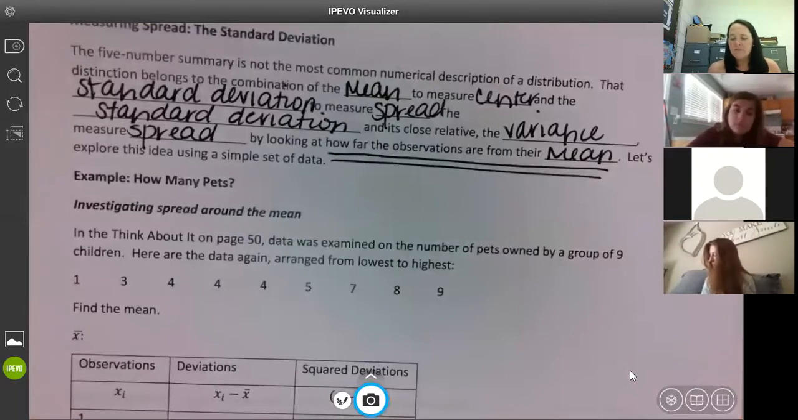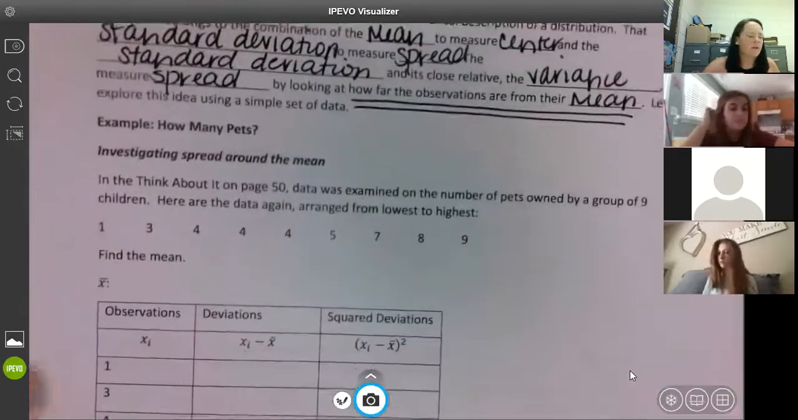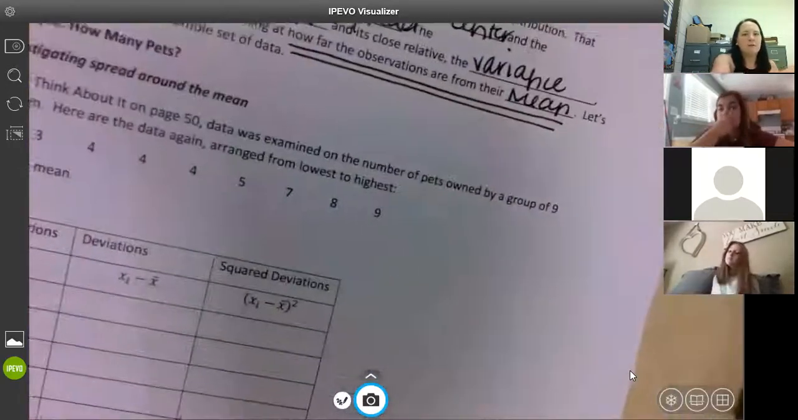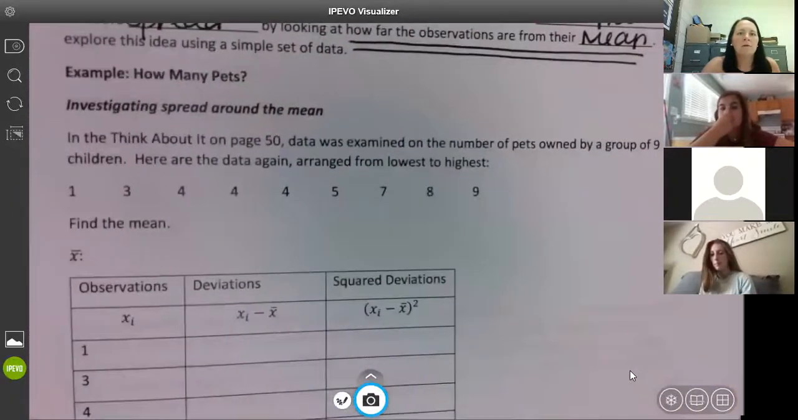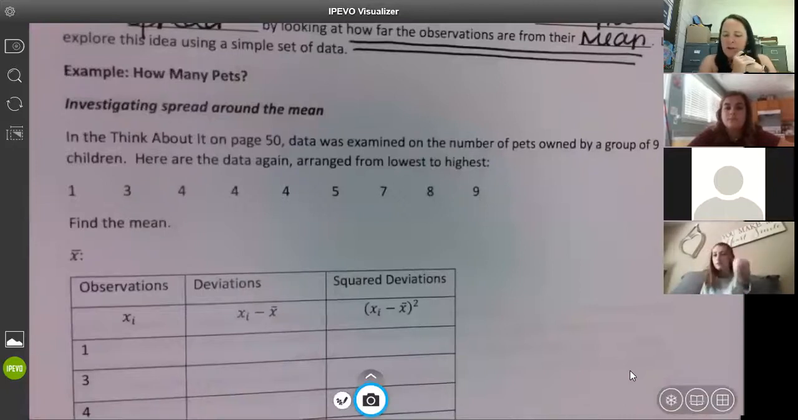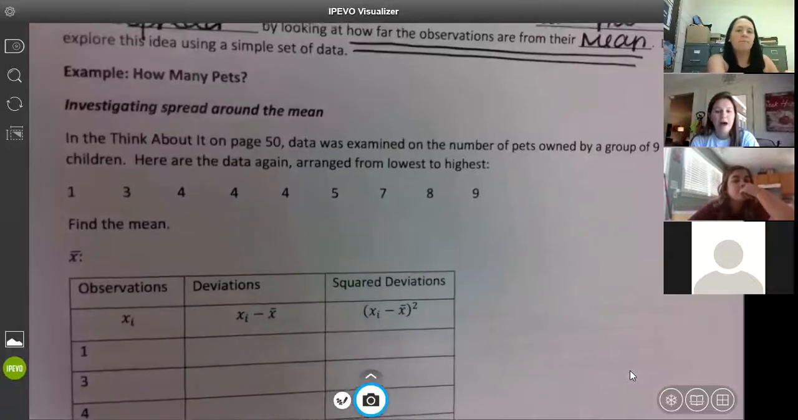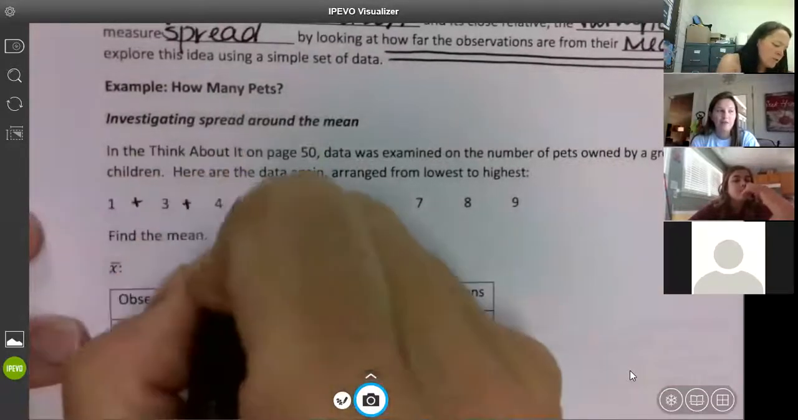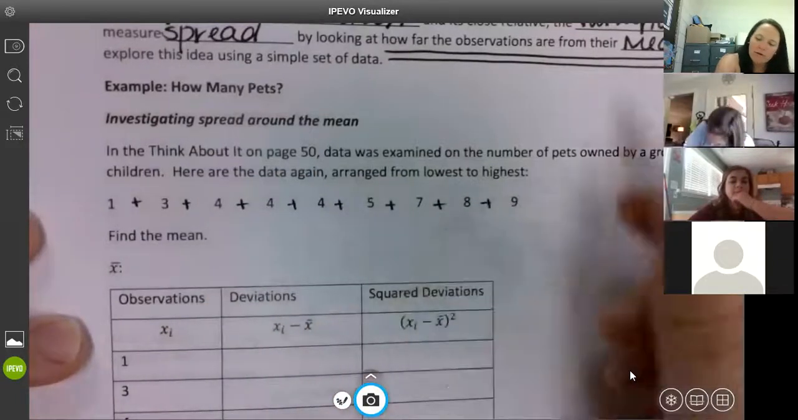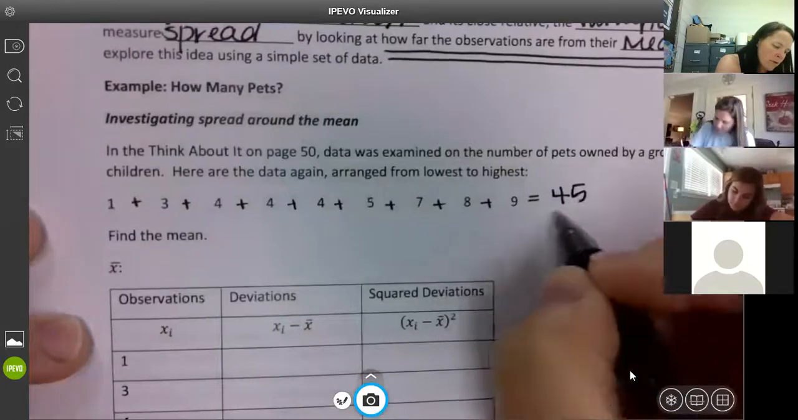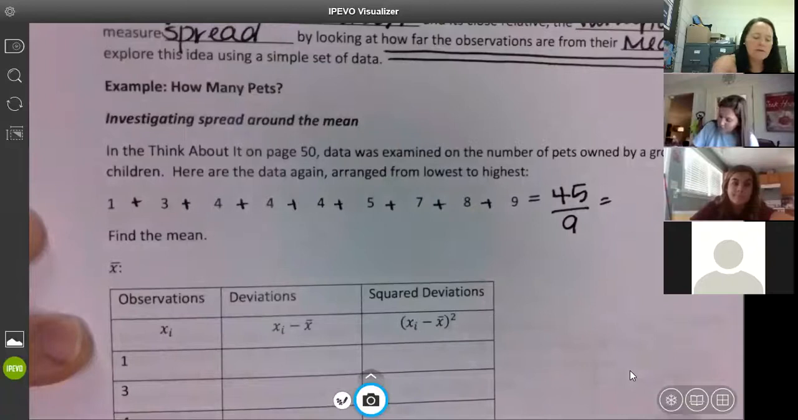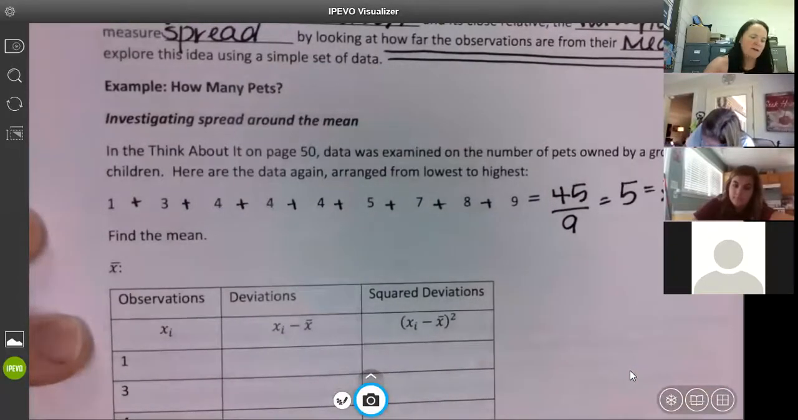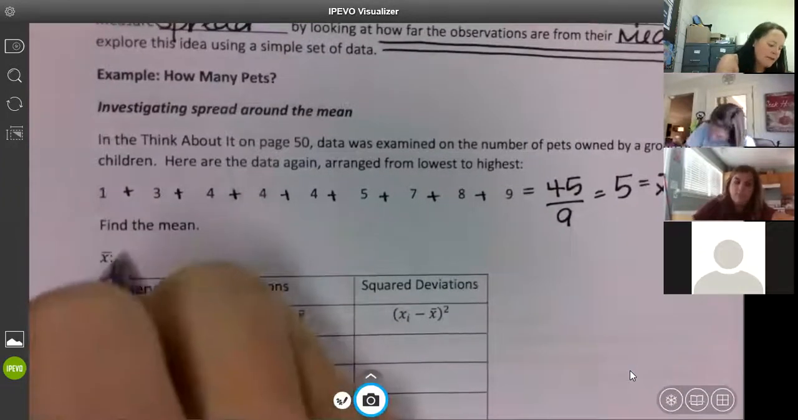So let's explore this idea using a simple set of data. In the think about it on page 50, which we didn't do, data was examined on the number of pets owned by a group of 9 children. Here's the data again, arranged from lowest to highest. So it says find the mean. How do we find the mean? It's the average. Yeah, so how do we find it specifically? Add them all up and divide by the number. We're just going to add them all up, and if y'all are okay with it, I'm going to tell you that it's 45. There were 9 children, so that gives us 5 as our X bar. So the mean, X bar, is 5.